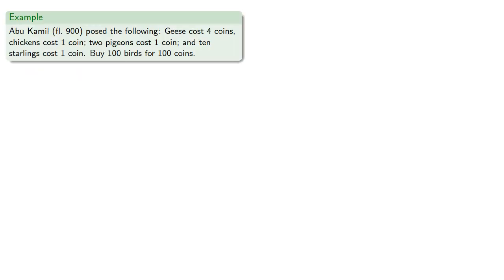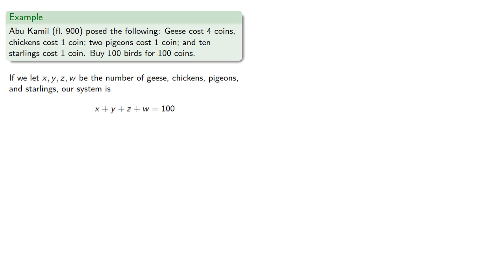For example, Abu Kamil, who lived around 900 AD, posed the following: geese cost 4 coins, chickens cost 1, 2 pigeons cost 1, and 10 starlings cost 1 coin, and buy 100 birds for 100 coins. So if we let x, y, z, and w be the number of geese, chickens, pigeons, and starlings, our system is: we want the total number of birds to be 100, and at the cost of 4, 1, 1/2, and 1/10, the total cost should be 100.